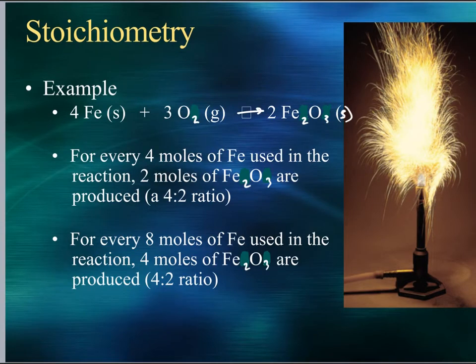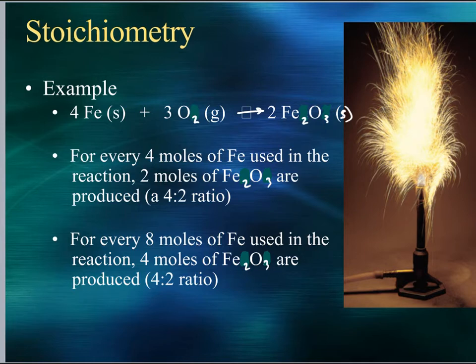Okay, so here's another example. 4 iron plus 3 oxygen, O2, yields 2 Fe2O3. That's what's happening over here in the picture. Okay, it's how a lot of fireworks are made using these sorts of metals. For every 4 moles of iron used in the reaction, 2 moles of Fe2O3 are produced. So you get 1/2 the number of moles.